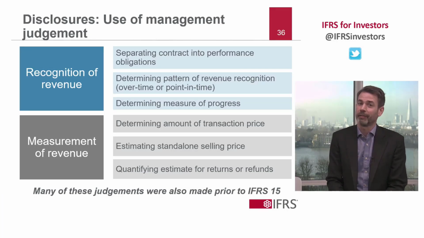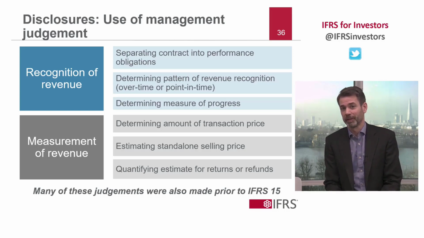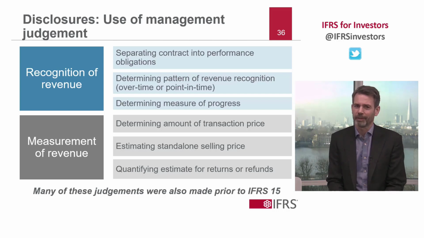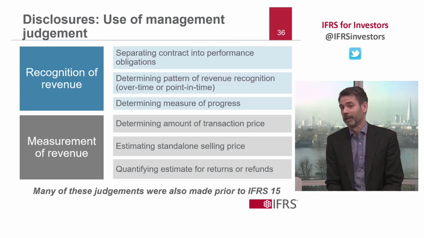IFRS 15 has significantly increased the disclosure requirements around the use of judgments and estimates in revenue recognition and measurement. For instance, the judgments made in the determination when control for goods or services is transferred must be disclosed. Similarly, the choice of either input or output parameters used in assessing the progress on contracts must be disclosed. Other areas of judgments, such as the determination of the transaction price and estimating returns and refunds, will also be disclosed. Many of these judgments were made under the previous requirements, but because the disclosures were limited, less useful information was available to investors than under IFRS 15.